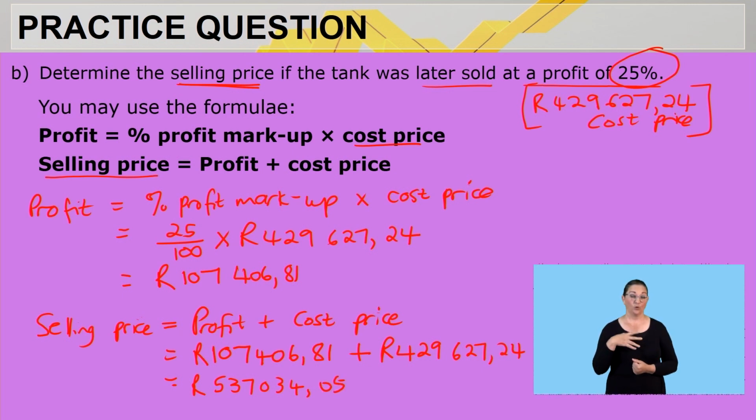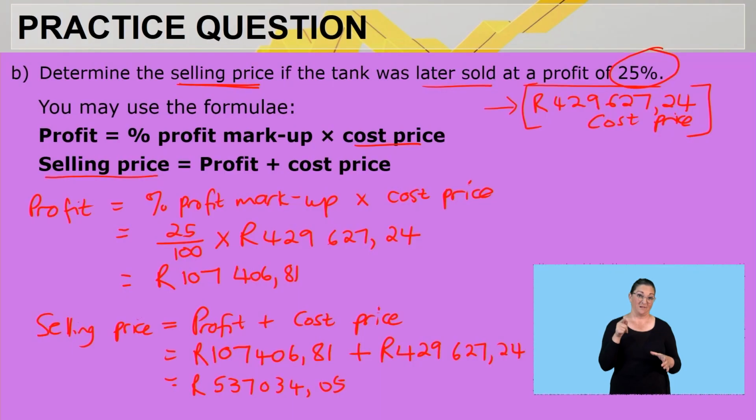Guys, so in order for me to determine the selling price, I took my profit, 107,406 rand and 81 cents, plus the cost price of 429,627 rand and 24 cents. I've ended with a selling price of 537,034 rand and 5 cents. So what we are saying is that Randall buys a cylindrical tank at a cost of 429,627 rand and 24 cents, and then he sold them to local garage owners at a price of 537,034 rand and 5 cents.